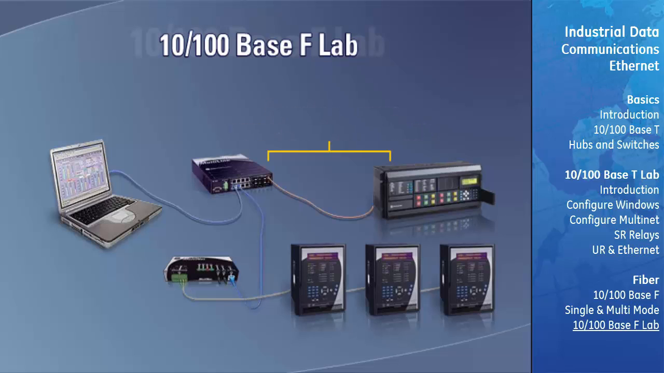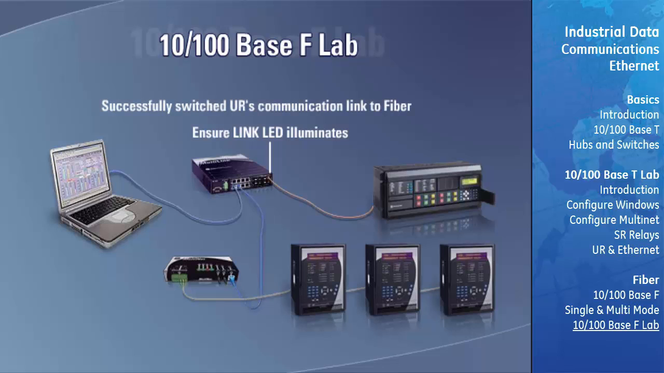We must verify that the baud rate of each fiber optic port matches before making any connections. Once the two are connected, we ensure that the link LED illuminates on the MultiNet. Now we have successfully switched our UR communication link to fiber.